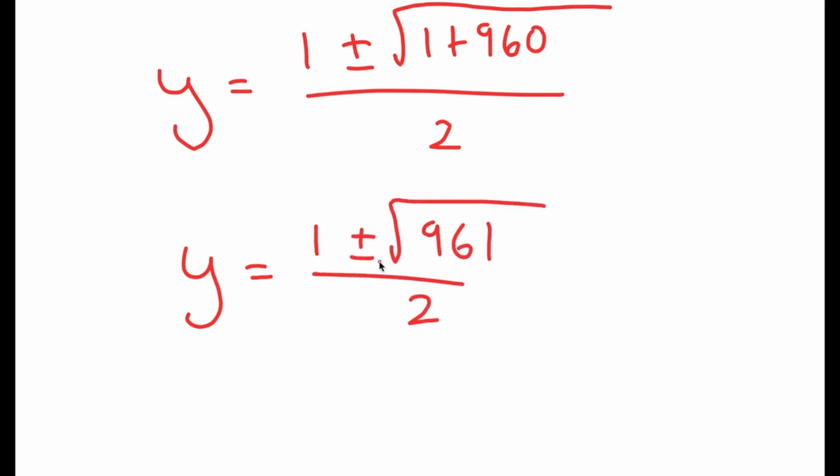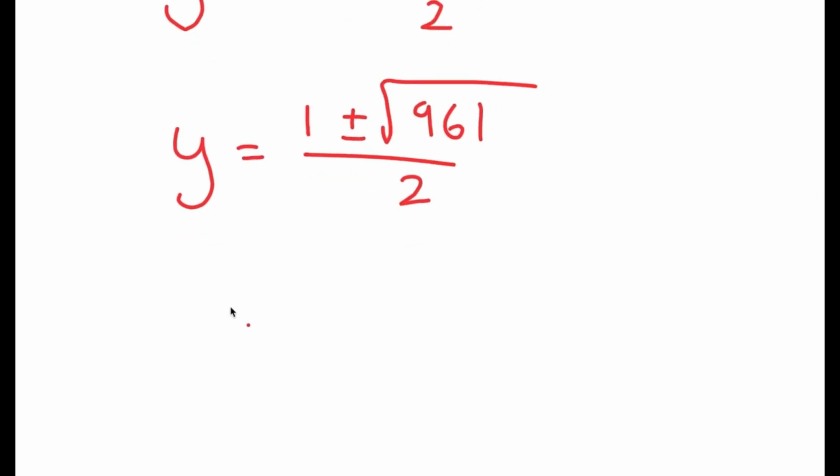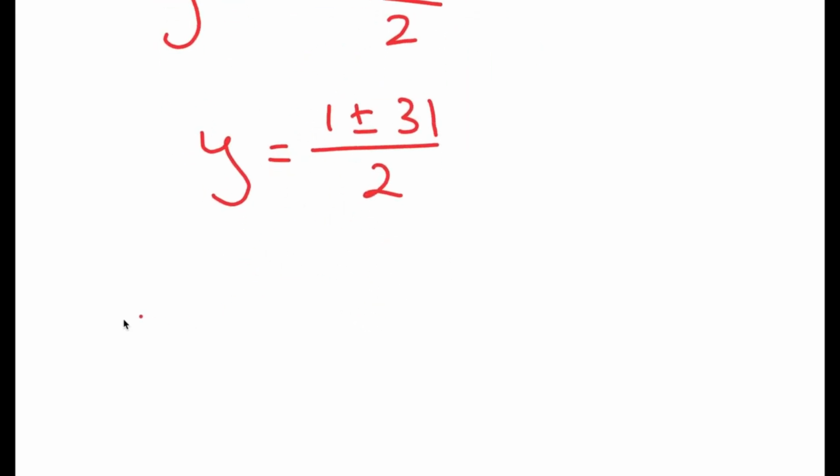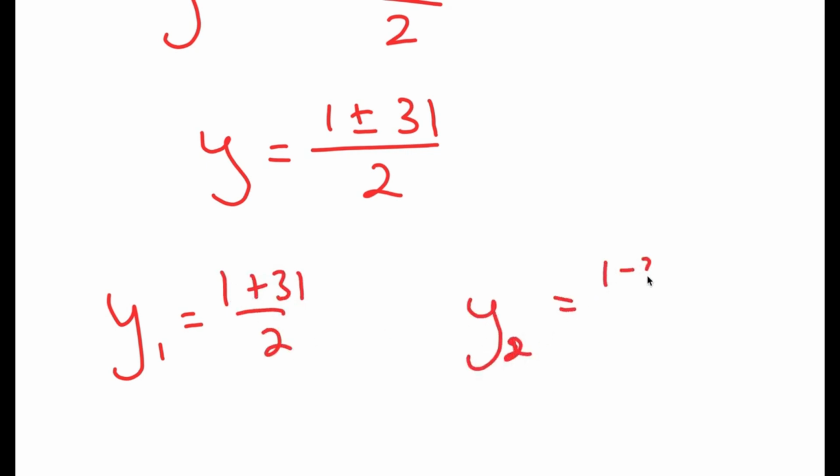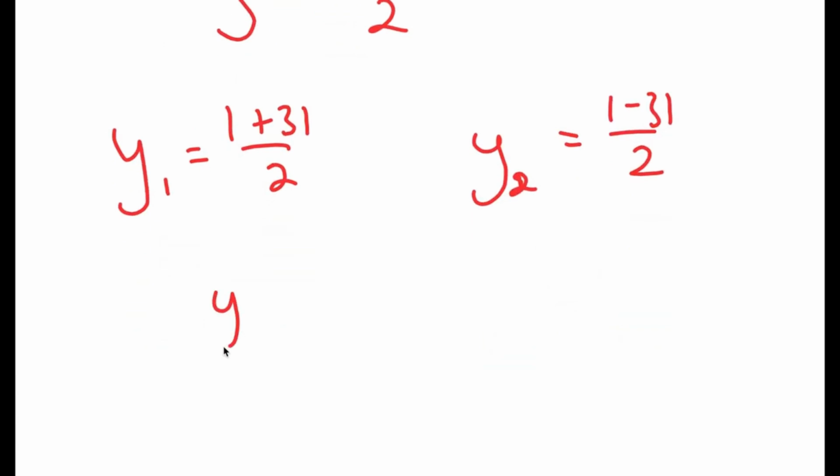So now the square root of 961 is 31. So I get y equals 1 plus or minus 31 over 2. And now I have two solutions. I have y equals 1 plus 31 over 2, and y equals 1 minus 31 over 2. So my two solutions are 16 and negative 15.